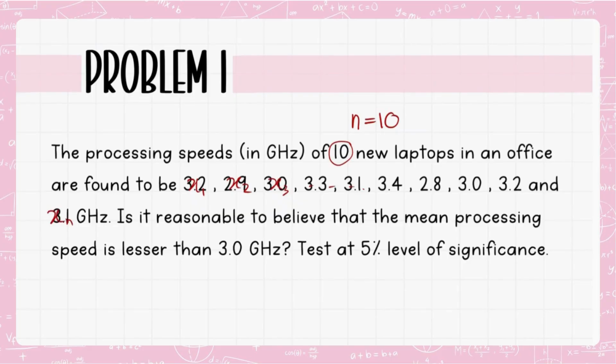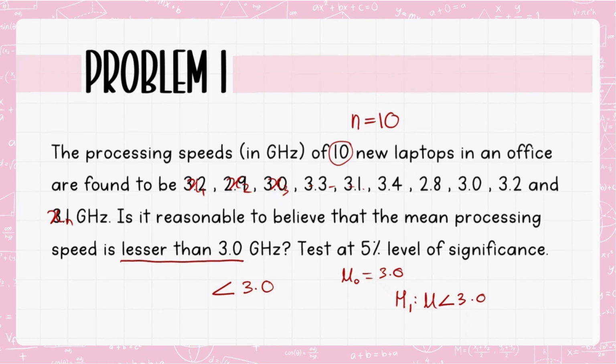Now here's the real question. Is it reasonable to believe that the mean processing speed is lesser than 3.0 gigahertz? This is the part you need to focus on. Lesser than 3.0. Here 3.0 will be your mu0. And this will tell you what your alternate hypothesis will be. So lesser than means your H1 will be mu less than 3.0. Here instead of 3.0 we'll put this symbol.